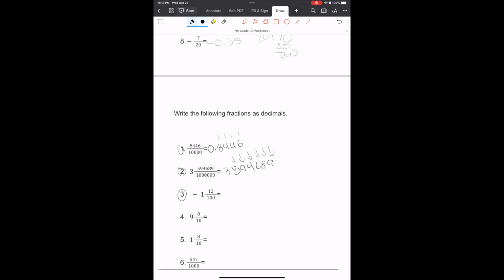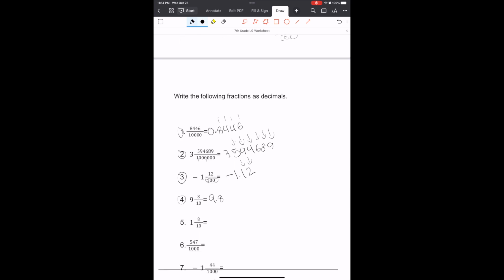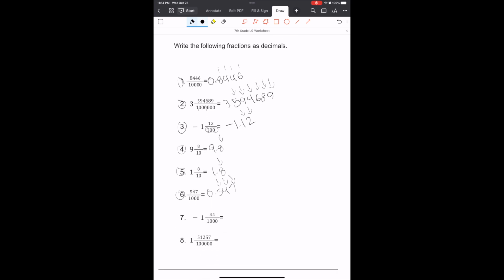Then 3, this would just be negative 1.12, because this is the tenths and the hundredths place. 4, this would just be 9.8, because this is just the tenths. Number 5, this would just be 1.8, because this is just the tenths again. Number 6, this would just be 0.547, because this is just the thousandth place.